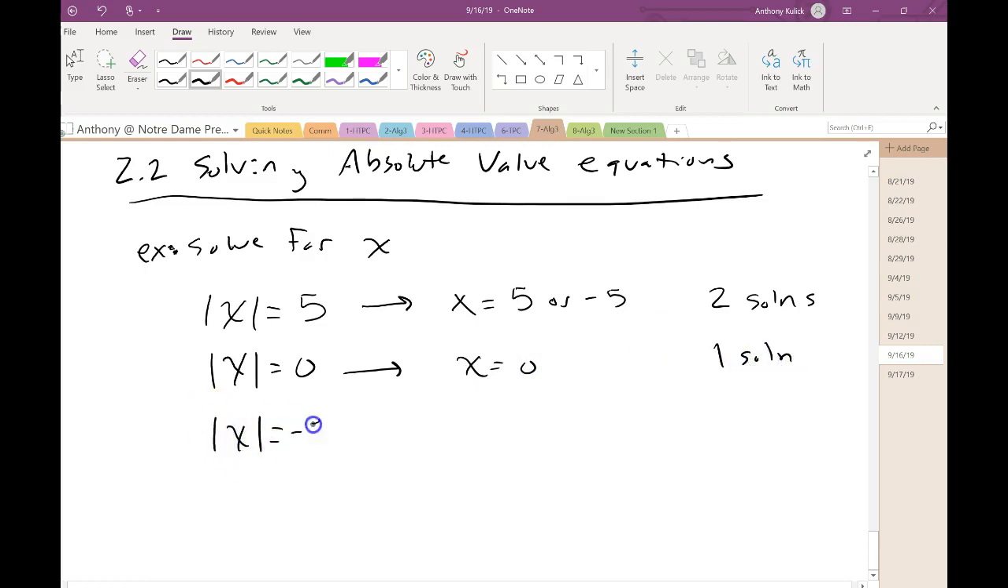If I have the absolute value of x is equal to negative 5, what's going to happen here? That's incorrect. What does the absolute value give us always? Not the opposite. Not quite. Great. So, can it ever give me a negative? No.